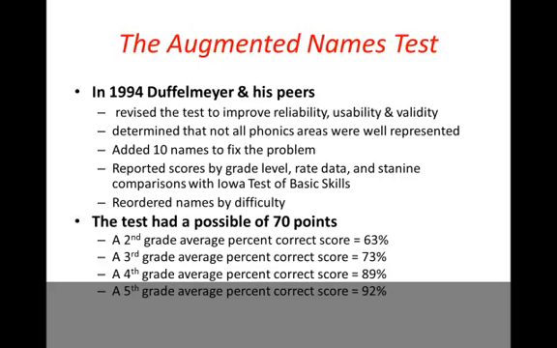And Duffelmeyer et al. decided to norm this information by providing grade level equivalent averages. And so you can see here the list for second, third, fourth, and fifth grade scores with regard to average percent correct scores, with the average being 63% for second, 73% for third, 89% for fourth, and 92% for fifth.